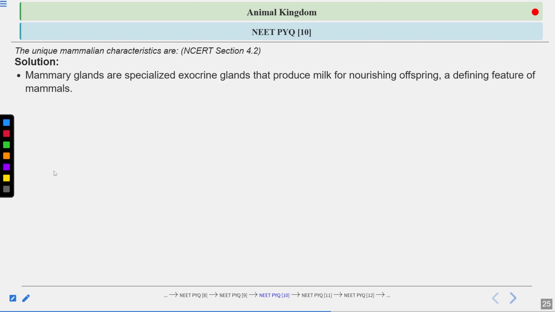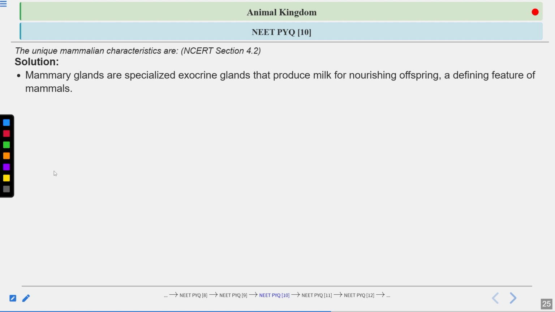Mammary glands are specialized exocrine glands that produce milk for nourishing offspring, a defining feature of mammals. So this is an exocrine gland, right? Exocrine gland and endocrine gland, two types of glands are there. What is the difference? Endocrine glands secrete directly into the blood. They pour all the secretion directly into the blood.